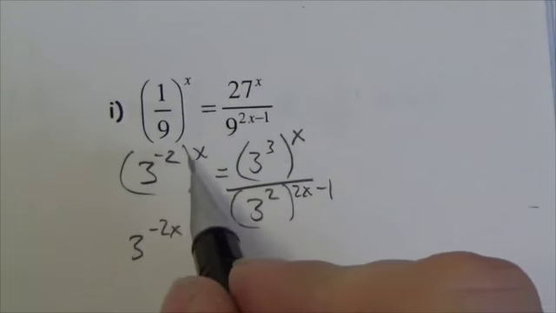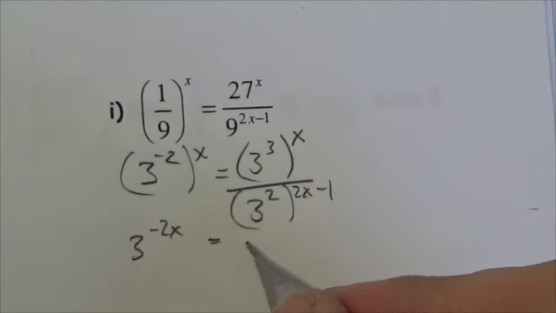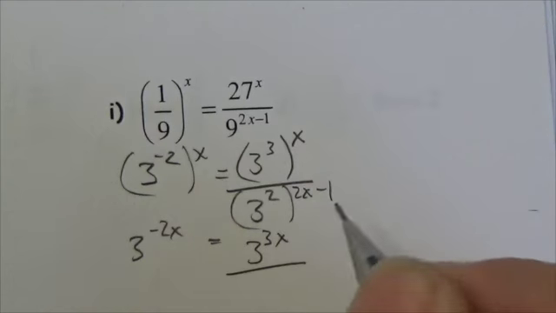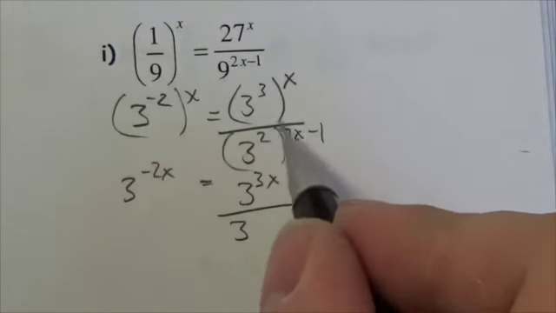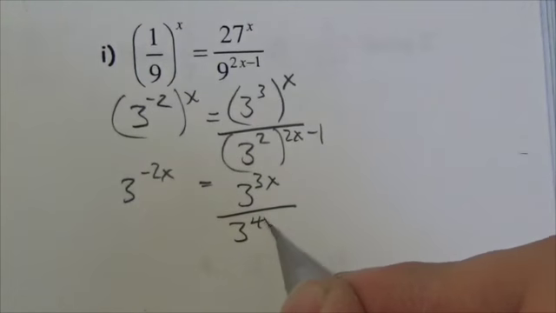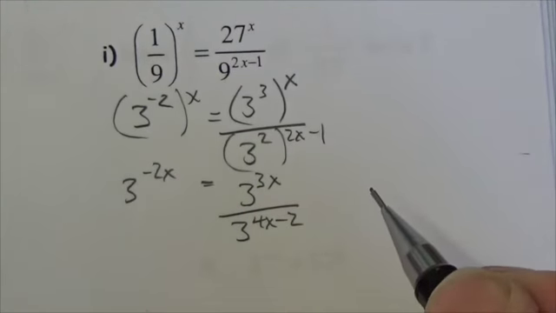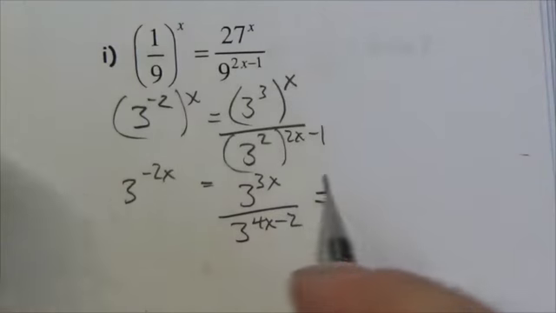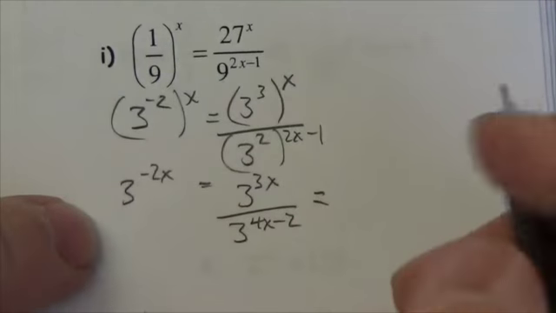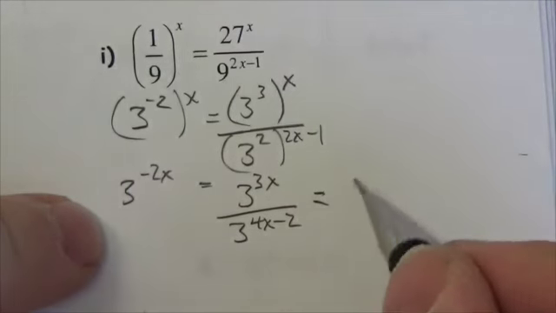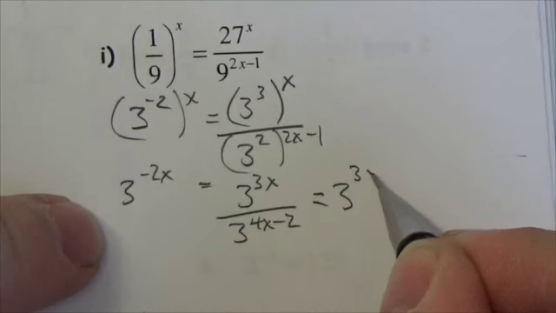That's not a problem there. Just multiply the powers together. This will be 3 to the 3x over 3 to the, what do we got here? We're going to distribute the 2 through, so it'll be 4x minus 2. Now, I'm going to just keep going here horizontally because I'm going to play with this right now. The equality is going to stay, but I'm dividing powers here, which means I'm going to subtract exponents.